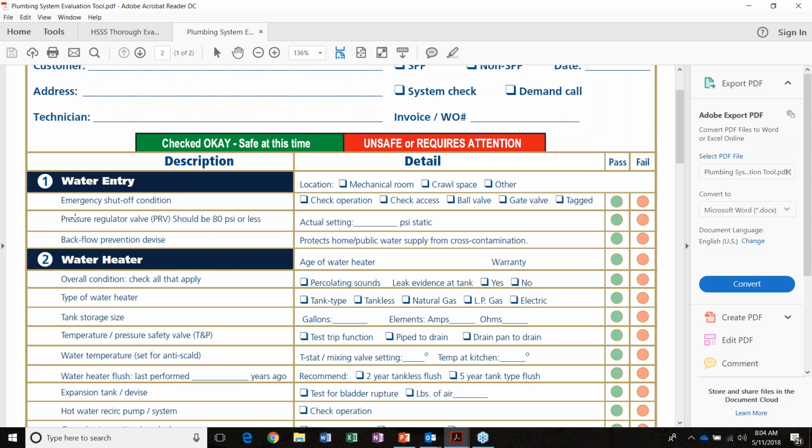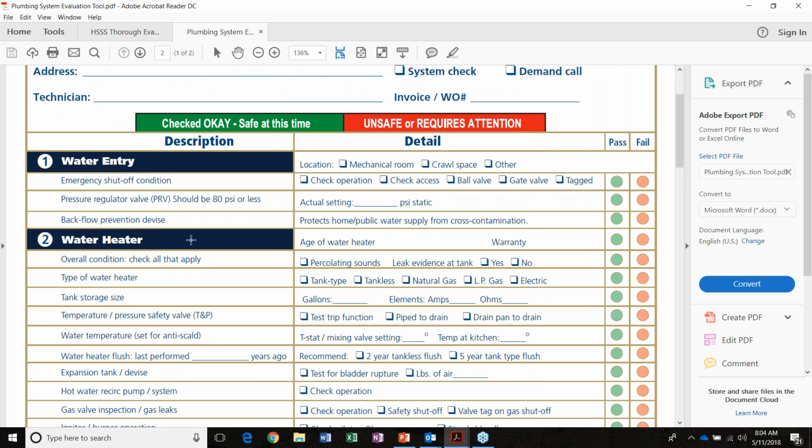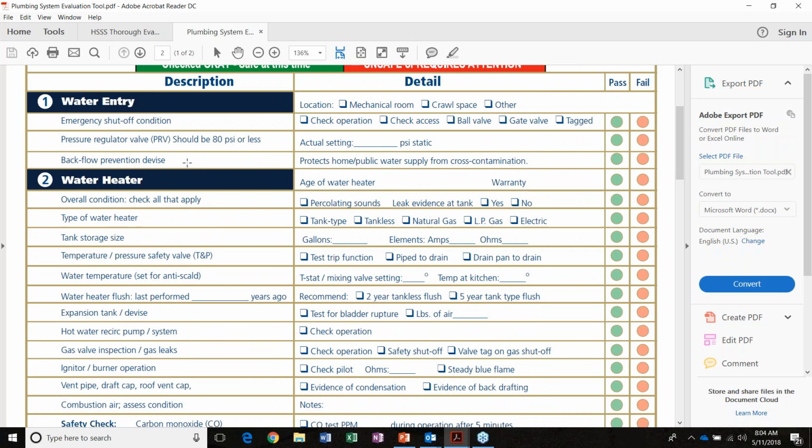We're also going to look at the condition of the PRV. Do we have a backflow prevention device? And again, that may or may not apply to your particular customer, but everything that we go through here is a great talking point.